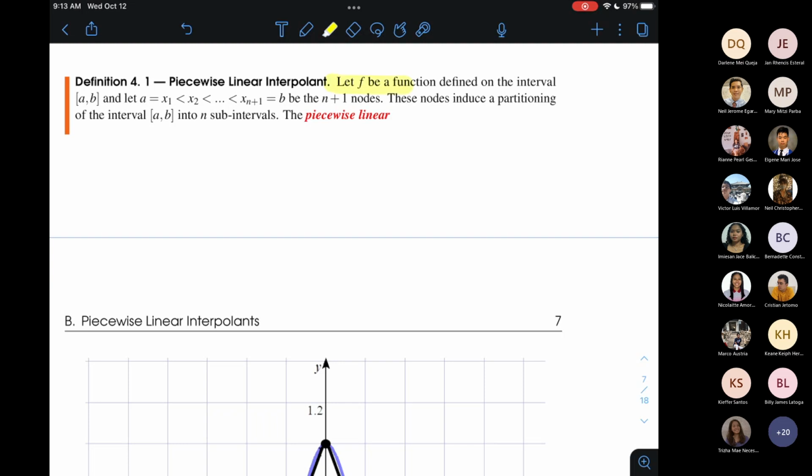Meron tayong function f na defined sa interval AB. Tapos I suppose I have n plus 1 nodes between A and B inclusive. So meron akong interpolatory interval mula kay A hanggang kay B. Kumuha ako ng n plus 1 sampling nodes or interpolatory abscissas dun sa interval na yon, starting with x1 equals A and x sub n plus 1 is equal to B. Again, if n is huge, all right, so kailangan we need to be wary about the Runge phenomenon.